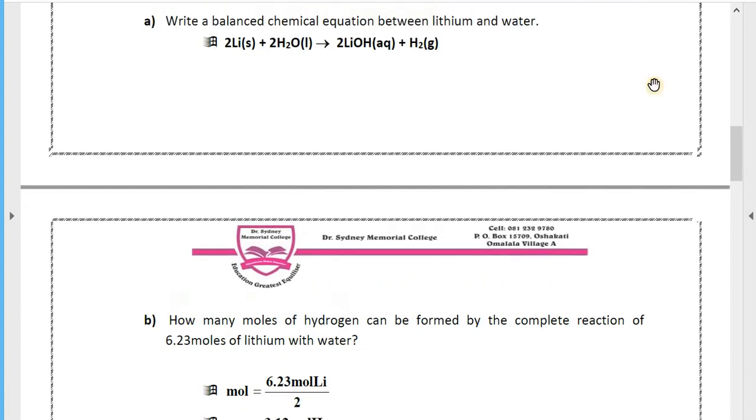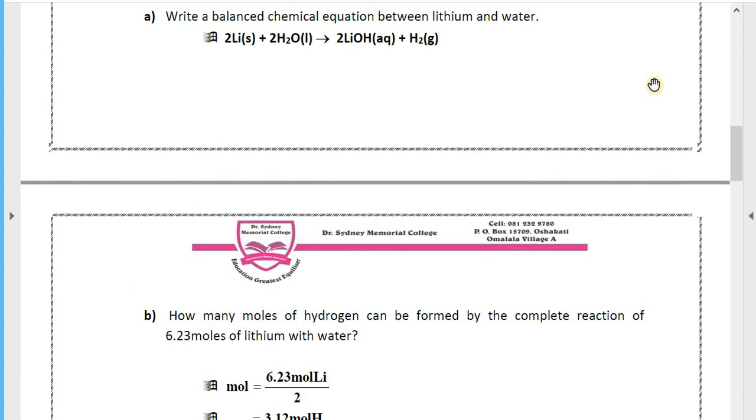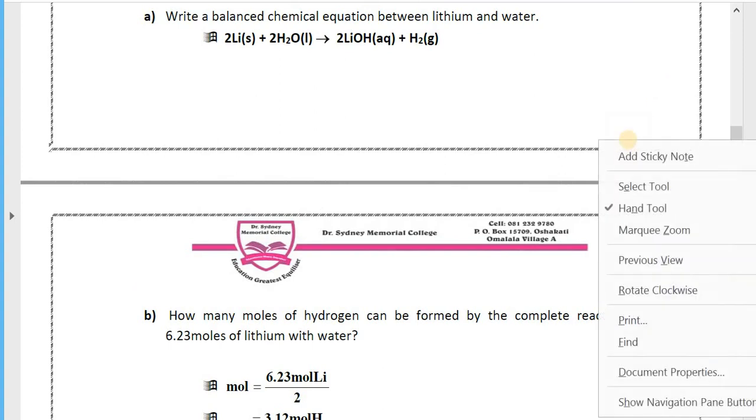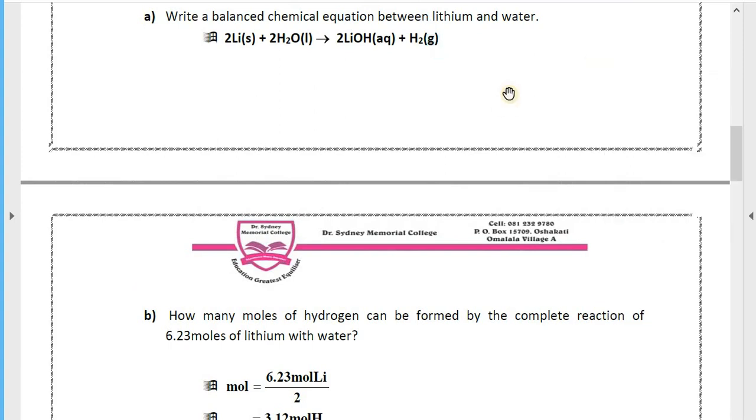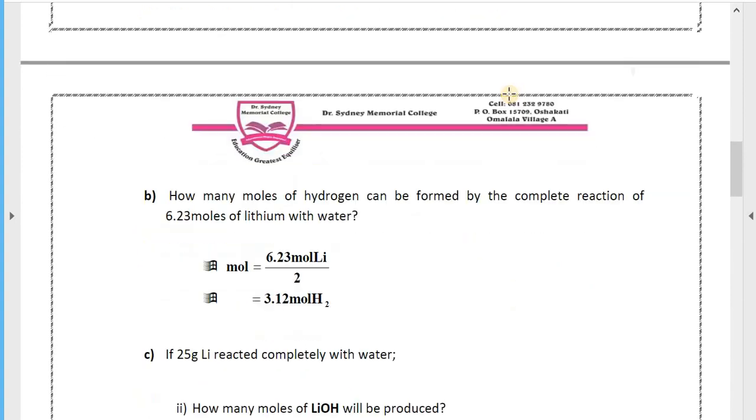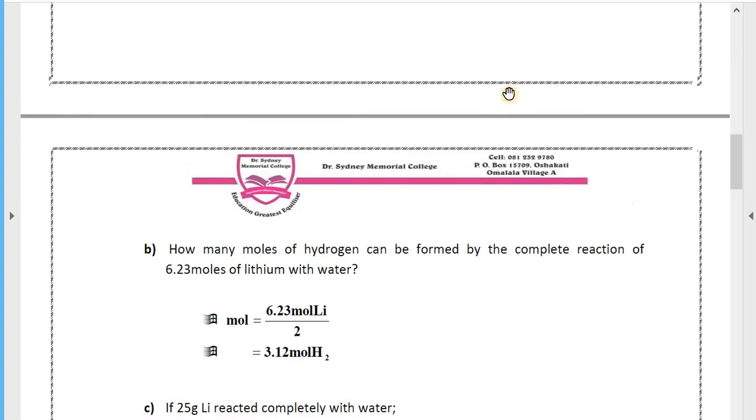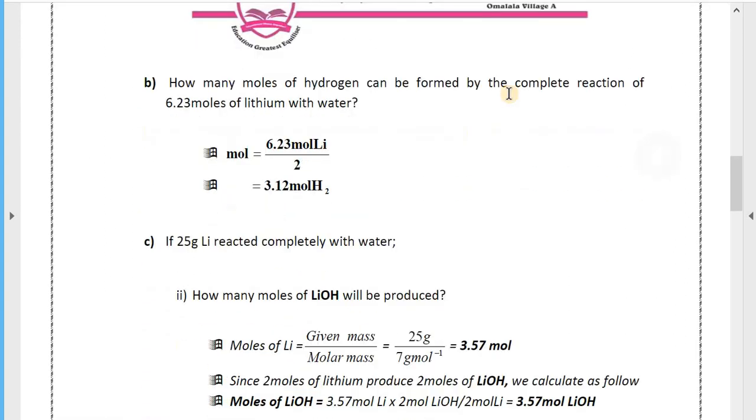So please write down the equation. 2 moles of lithium react with 2 moles of water to produce 2 moles of lithium hydroxide plus hydrogen gas. Right. Item B: how many moles of hydrogen can be formed by the complete reaction of 6.23 moles of lithium with water?